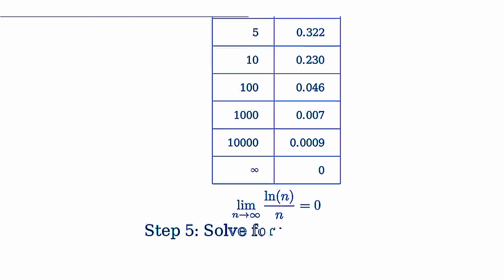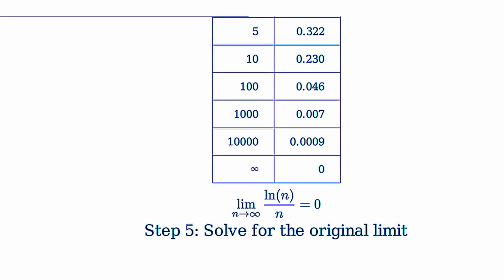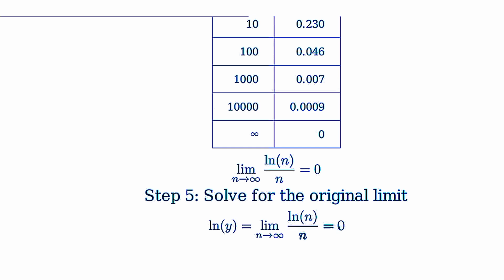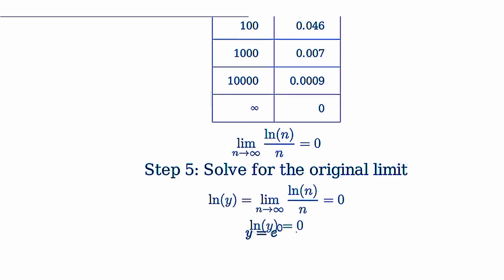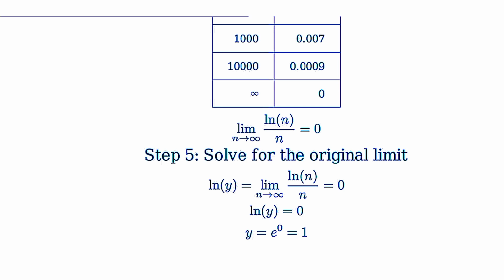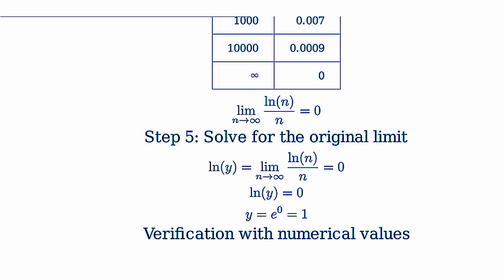Step 5. Now that we know the limit equals 0, let's go back to our original equation. We had natural log of y equals the limit as n approaches infinity of 1 over n times natural log of n, which we now know equals 0. So, natural log of y equals 0. To solve for y, we take e to the power of both sides. e to the power of 0 equals 1. So y equals 1.